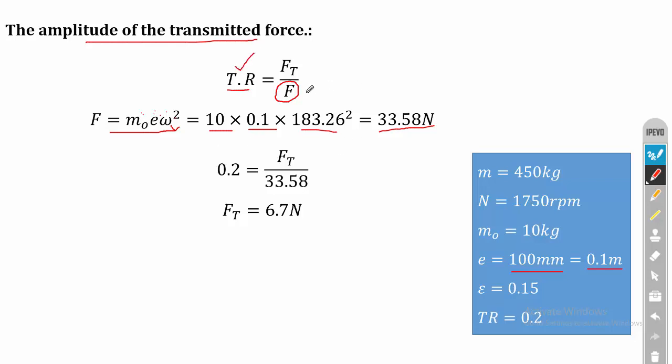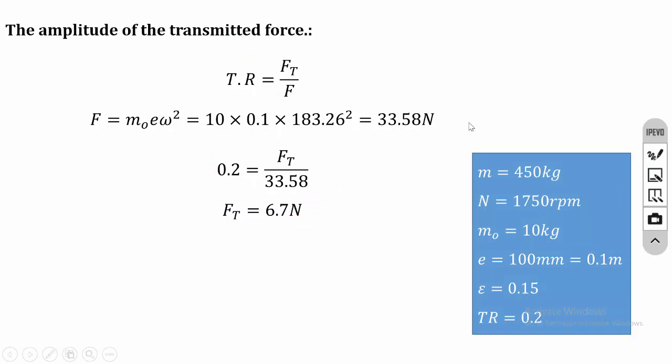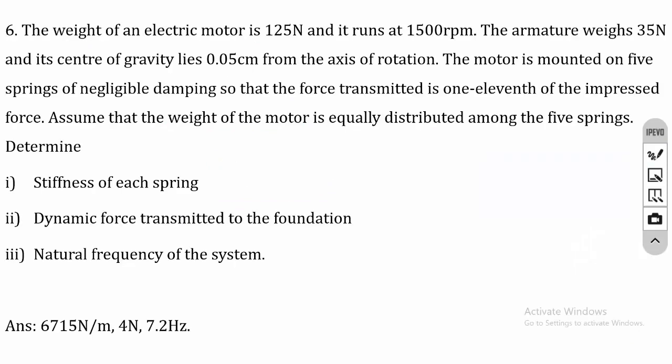So TR value is given in the problem, F we have calculated, you can substitute it and calculate the value of the transmitted force. Here 20% of the generated force is transmitted to the foundation. The meaning is, among 33.58 Newton, only 6.7 Newton is transmitted to the foundation and the remaining force is absorbed, or isolated, by the suspension system. Okay. So this is how we have to calculate the stiffness of the spring when the transmissibility ratio is given.